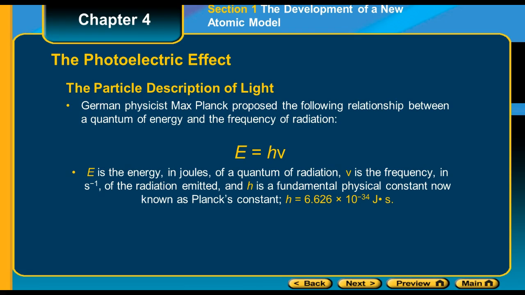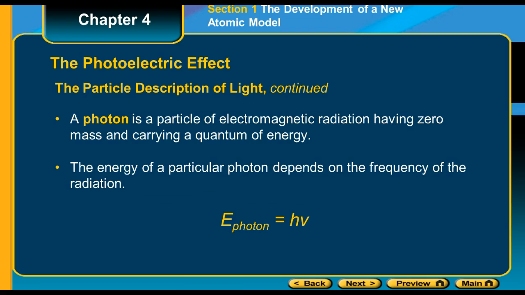And oftentimes this equation is linked up with the speed of light equation in order to allow you to take wavelength and convert it into frequency and then find the energy. The photoelectric effect: a photon is a particle of electromagnetic radiation having zero mass and carrying a quantum of energy, and that energy depends on the frequency of that radiation. So we use that equation.